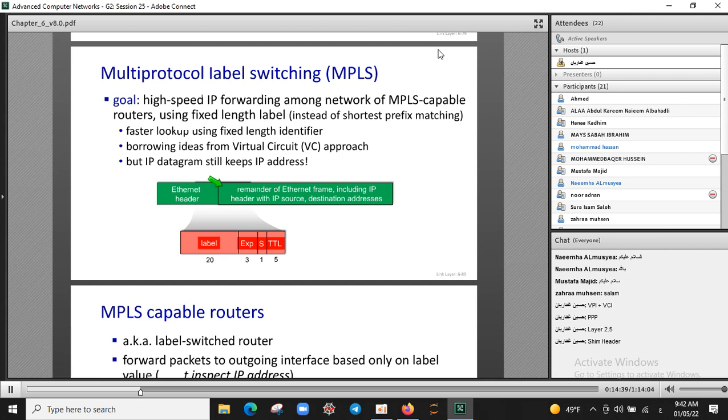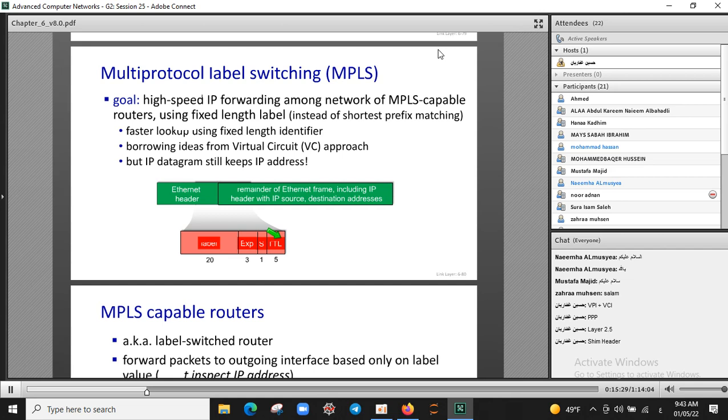The shim header is a 32-bit header, a 4-byte header. The first 20 bits of the shim header are a label. In Ethernet, we have no label, so I'm adding a shim header, and inside it we have a 20-bit label. This shim header also has other fields such as 3 bits for experimental use, 1 bit for stacking, and 8 bits for TTL.